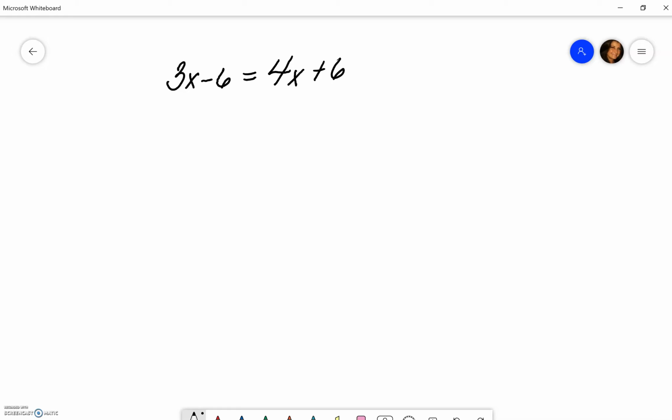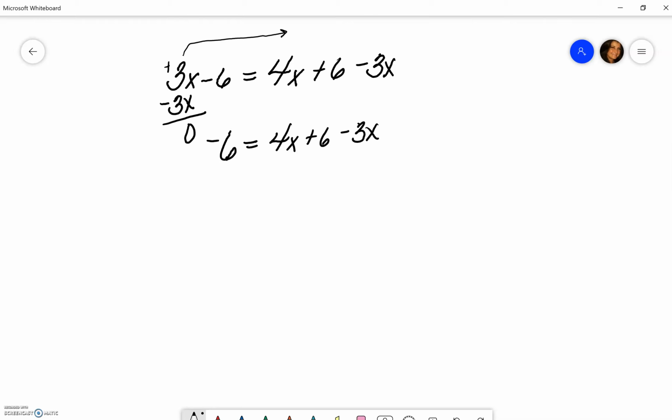So the first thing I'm going to do is move this 3x over to that side. So I'm going to subtract it out because it's a plus and a negative will give us a 0 value. And what you do on one side, you must do on the other. So we end up with a negative 6 left on this side. And I'm just going to rewrite it negative 3x.